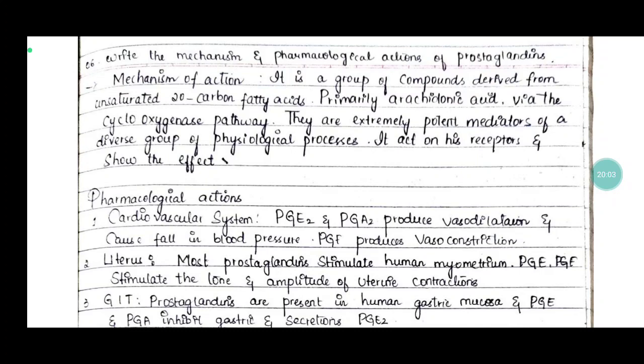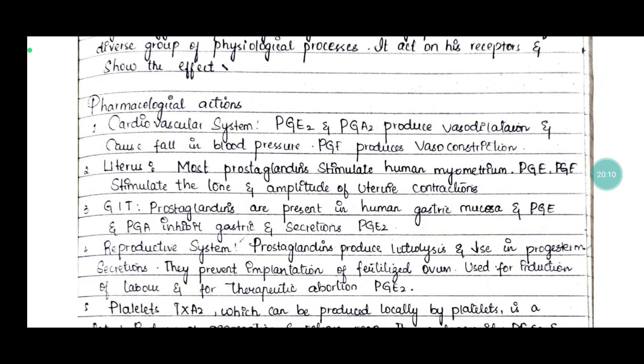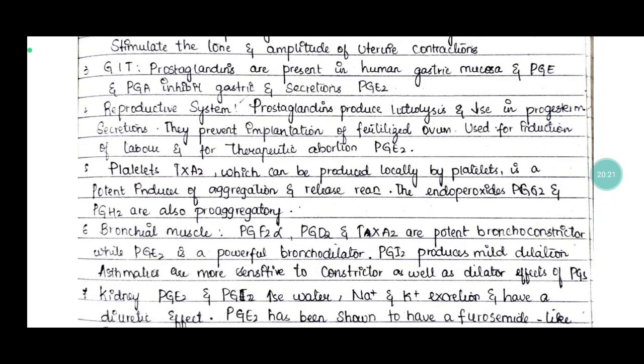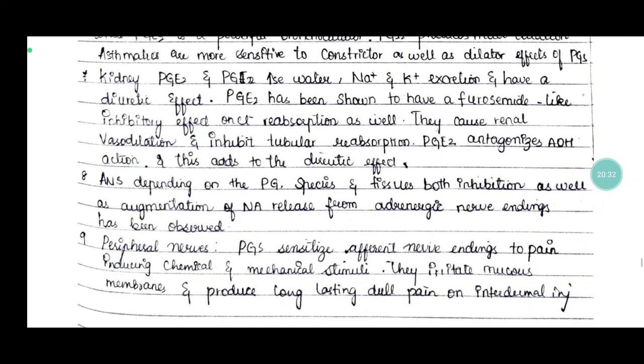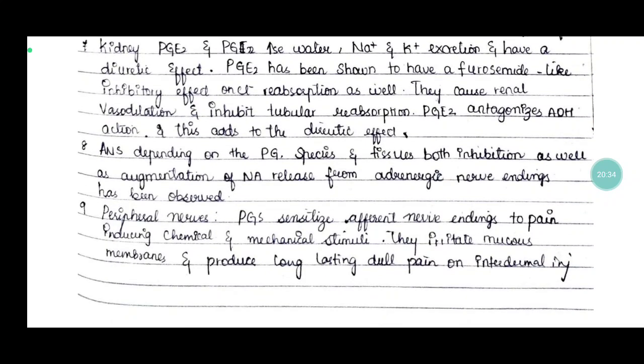So the pharmacological actions of prostaglandins are on the cardiovascular system, uterus, GIT, that is gastrointestinal tract, reproductive system, platelets, bronchial muscle, kidney, ANS depending on prostaglandins, and peripheral nerves.